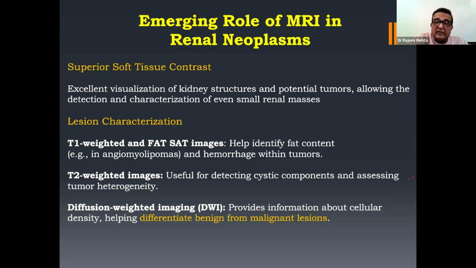Now, on CT and sonography, that appears as a cystic lesion. But here, whether the cyst shows the classical homogeneity of a cystic component, or there is heterogeneity within the cystic component, will help us differentiate a benign cystic lesion from a malignant cystic lesion. And of course, diffusion weighted images provide information about cellular density, helping to differentiate benign from malignant lesions, which we commonly do for pancreas tumors, liver tumors, and even brain tumors. So the same sequences we use in MRI to differentiate malignant versus benign tumors in cases where the CT findings are equivocal.